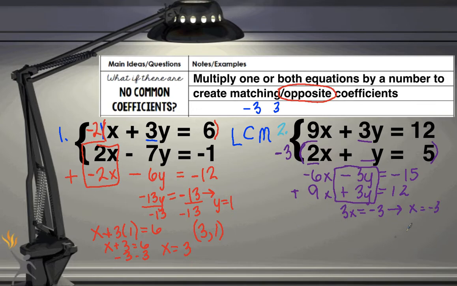Now, if I keep going, I plug -3 into another equation. Let's plug it back into, let's say, the first equation. It doesn't matter. I can plug it into either. So 9 times -3 plus 3 times y equals 12. So 27 plus 3y equals 12. Subtract 27 from both sides.